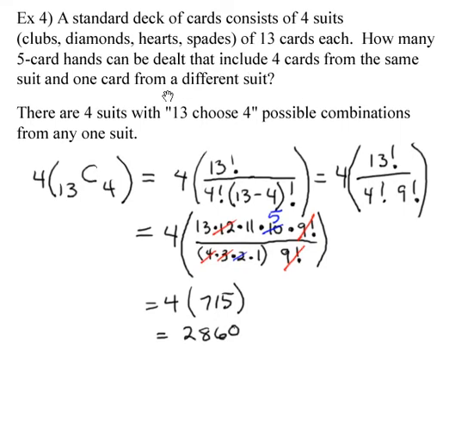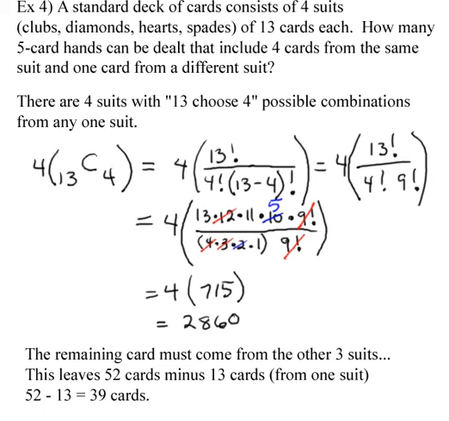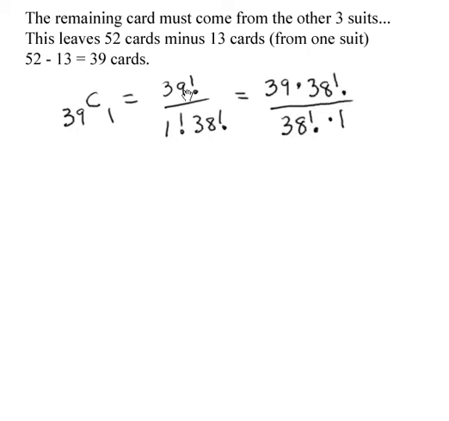Now we still haven't dealt with this last particular situation, as one card has to come from a different suit. So let's look at that possibility. There's 52 cards in a standard playing deck of cards, and we subtract the 13 cards from one suit. That leaves us remaining with 39 cards. With those 39 cards remaining, we need to choose one of them. So 39 choose 1 is 39 factorial over 1 factorial times 38 factorial. We'll take 39 factorial as 39 times 38 factorial and stop there, because the 38 factorials will divide out in the numerator and we're left with 39.